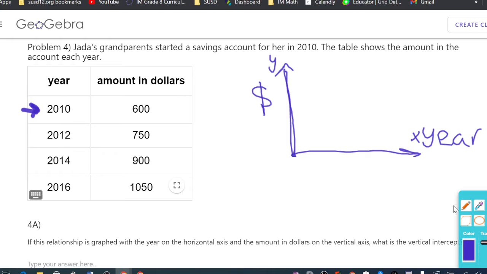Oh, I can tell this right off the bat. Can you? Well, let's start with 2010. Imagine that 2010 is like, it's really a problem that my pen stops right there. 2010 is y0.